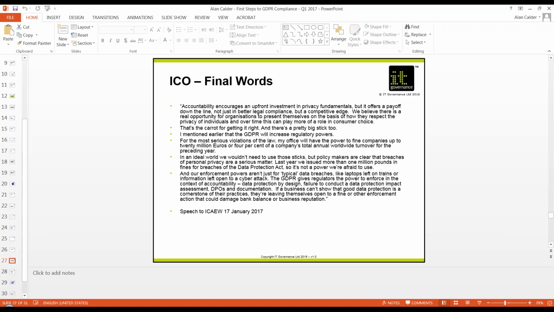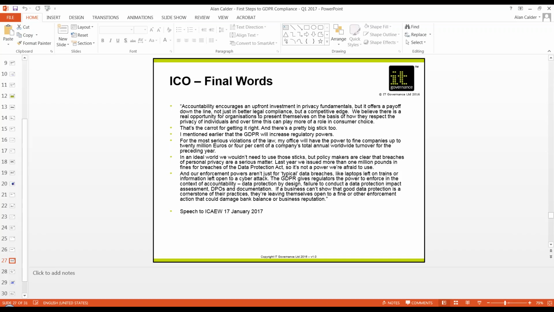No, she says, we don't want to use those sticks, but if we have to, we will. These are not just for typical breaches, she says. The GDPR gives us the power to enforce in the context of accountability. So we can look at the fact that you didn't build data protection into the organization. You just tried to get away with a tick box approach, and we're allowed to fine you on the basis that you simply didn't approach data protection as the cornerstone of how you deal with personal information. So she's saying, don't leave yourself open to a fine or other enforcement action. It'll damage the business, it'll cost you money, it'll damage your reputation.